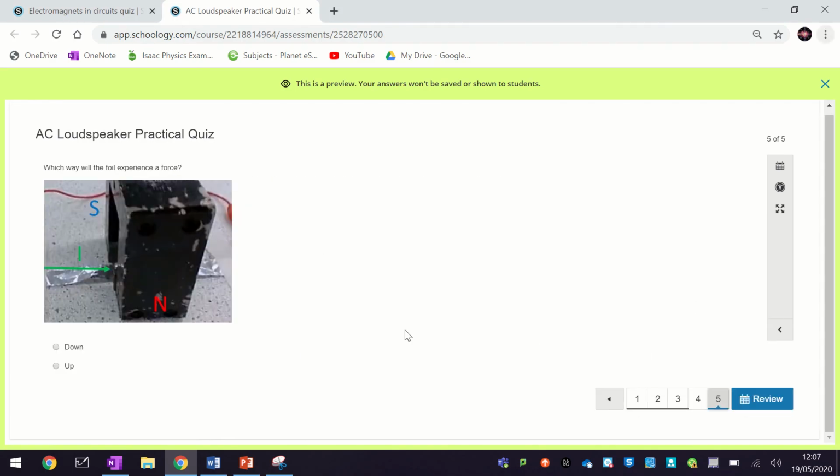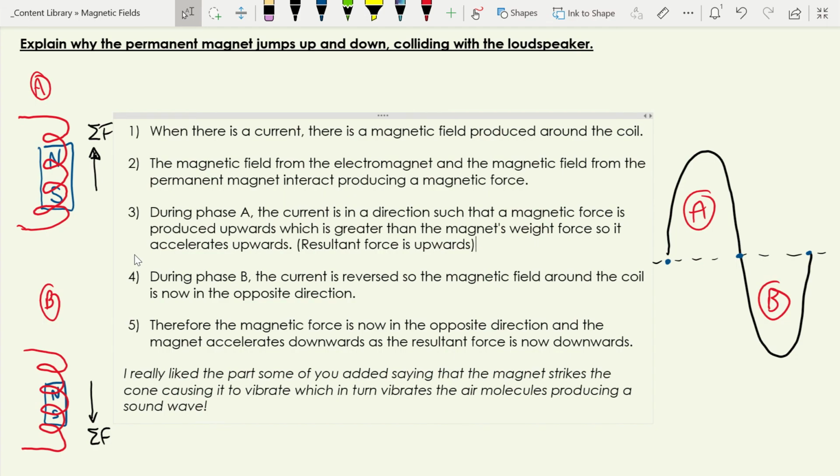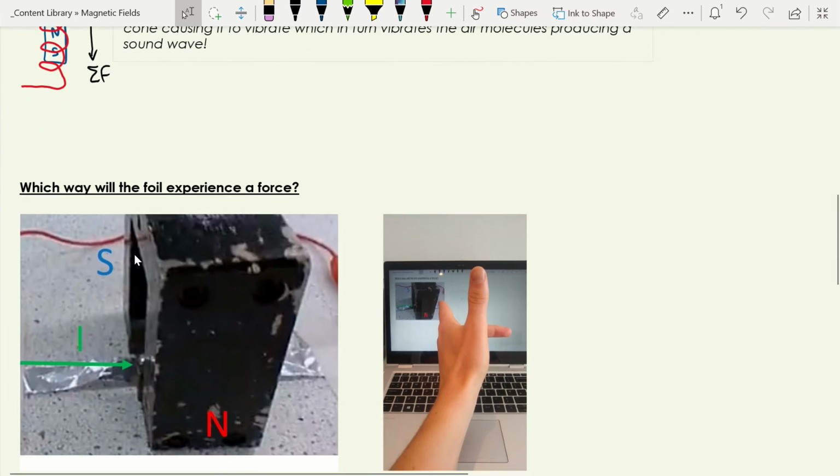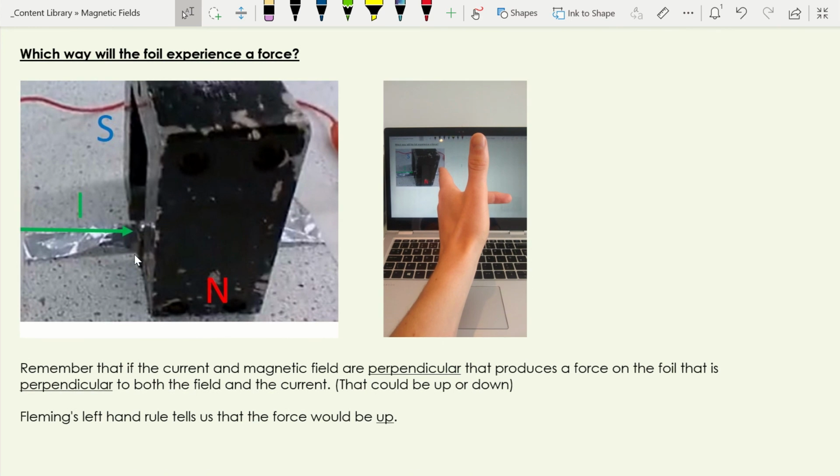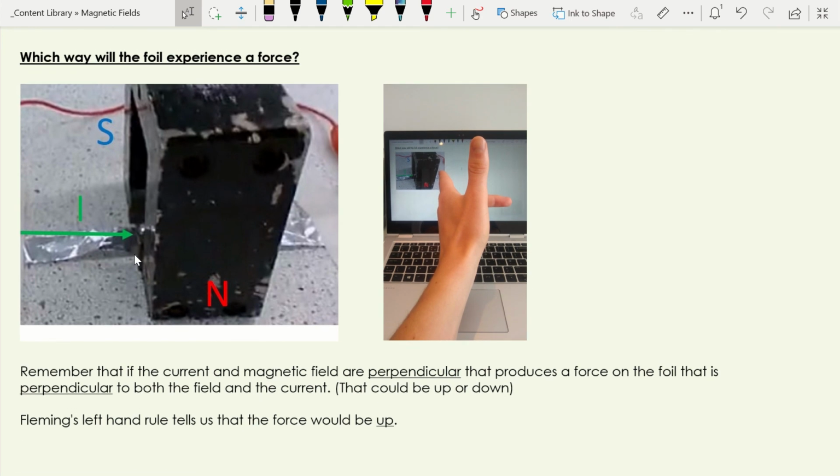Okay, so the final part we need to look at is we had a piece of foil with a current going through it inside a permanent magnetic field, and we need to predict which way it experiences a force. So I put this in here because it's a good chance to practice using our Fleming's left-hand rule, as that's always something it's good to work on.